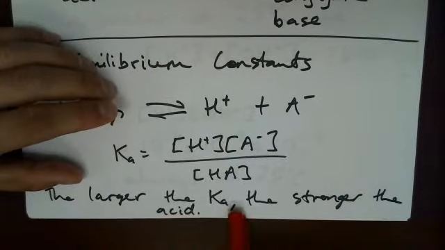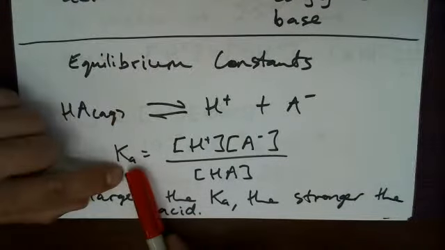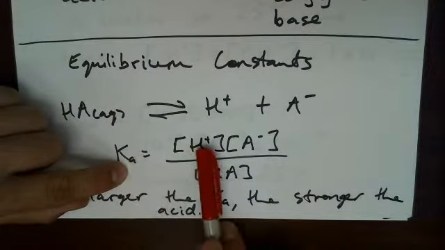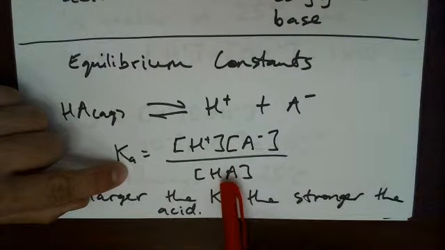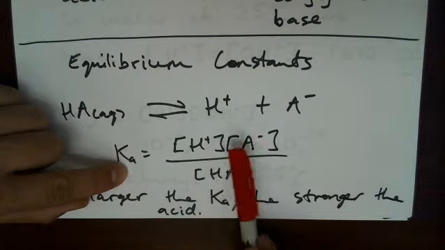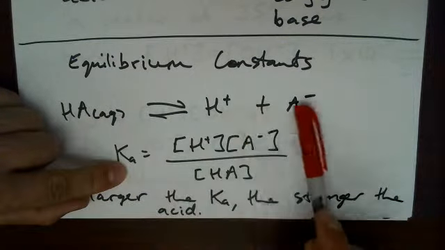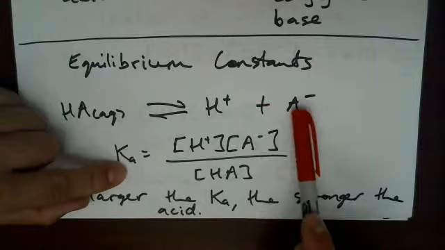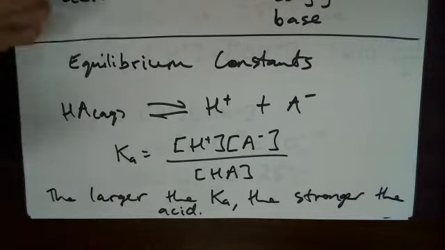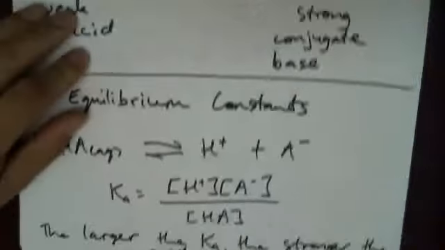The larger the Ka, the stronger the acid. So the bigger this number is, means that the bigger these numbers are and the smaller this number is. And so that means if these are bigger numbers, it must mean that this forward reaction has occurred to a greater degree. So larger Ka means you have a stronger acid.